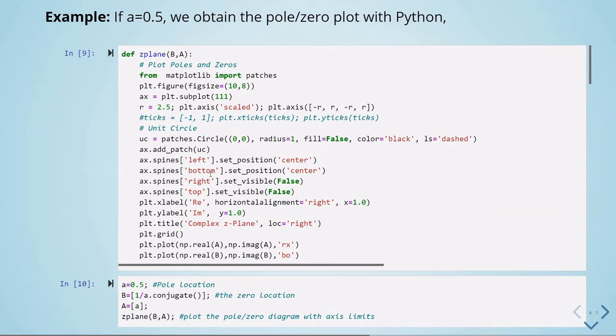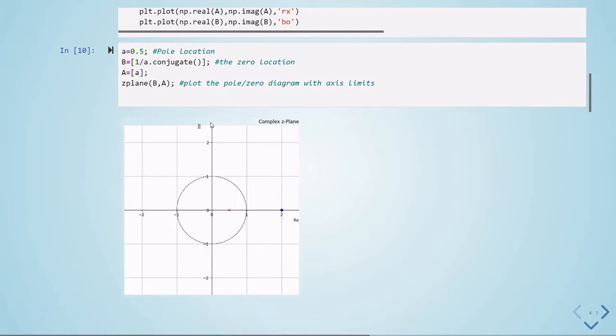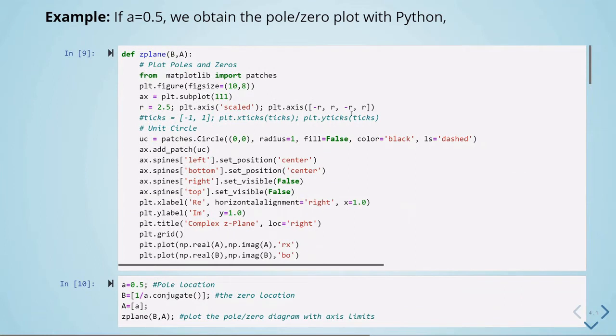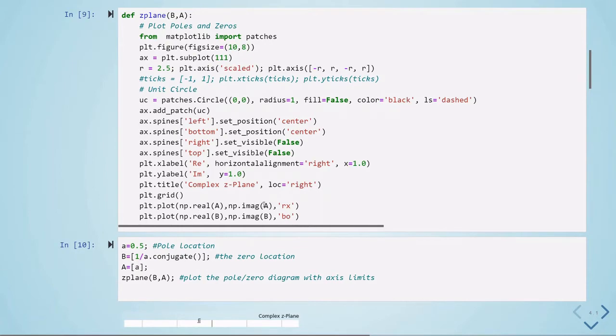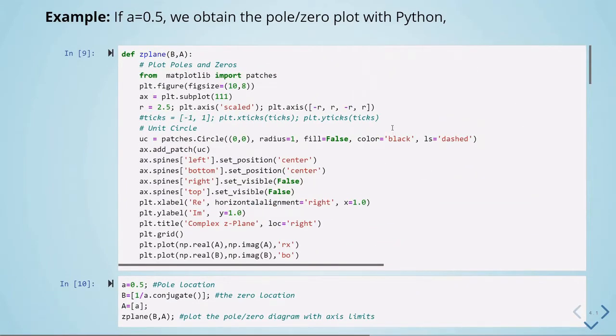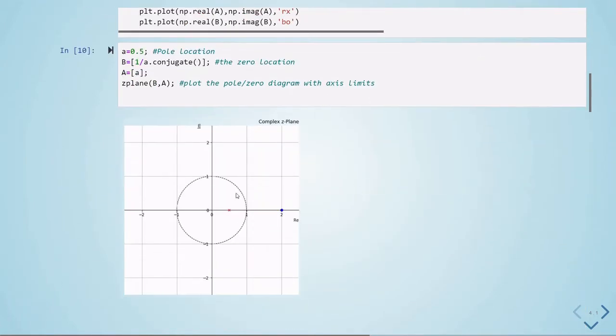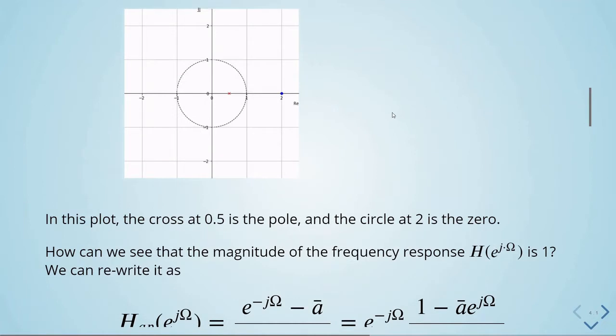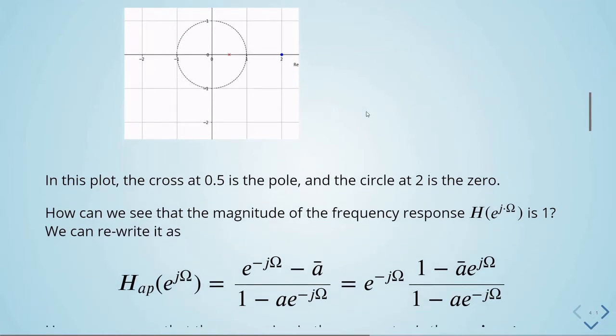So this is a function. Most of what the function is doing is to shift this axis and then plot this unit circle. And then we also have here we're plotting real part, imaginary part of A, real part, imaginary part of B, and this results into this plot here. So how can we see that the magnitude of the frequency response is equal to 1?